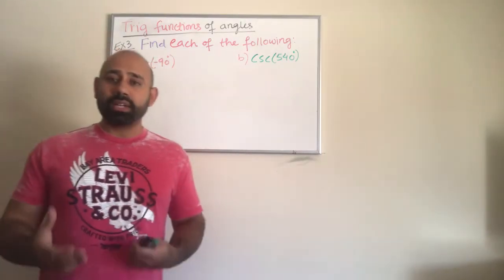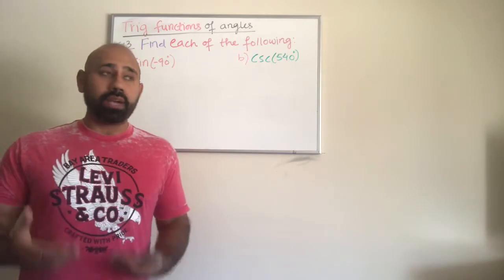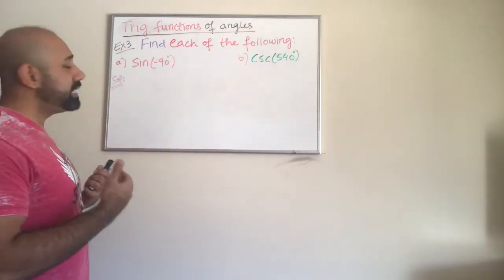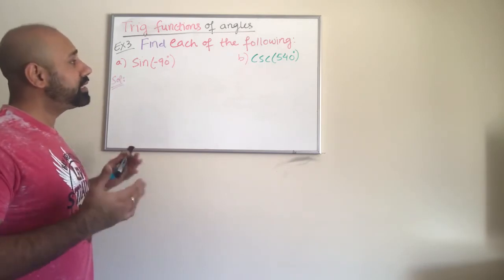So let us look at another example on evaluating the trig function. So guys, here is example number 3, which has two parts. We want to figure out the sine of negative 90 degrees and the cosecant of 540 degrees.